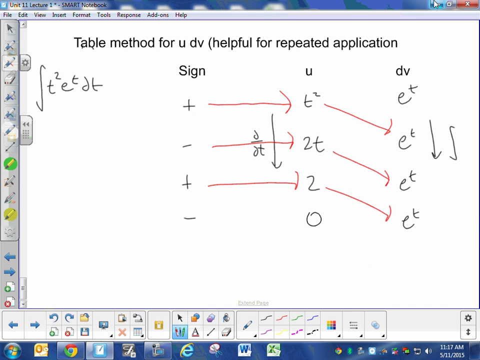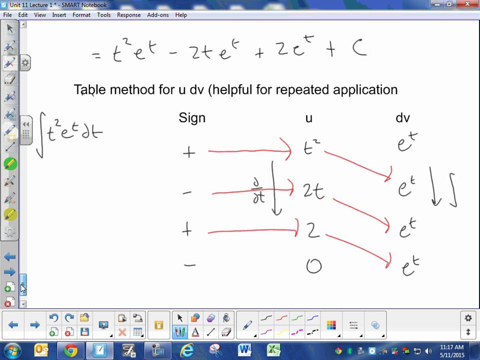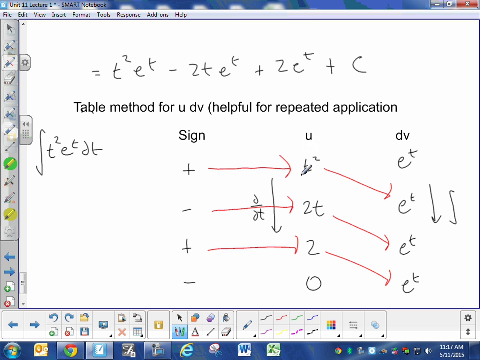All right. So if you use this table, now I like to do it this way, not the way he did it. You can see your answer. Positive t squared e to the t. Negative 2t e to the t. Positive 2 e to the t.